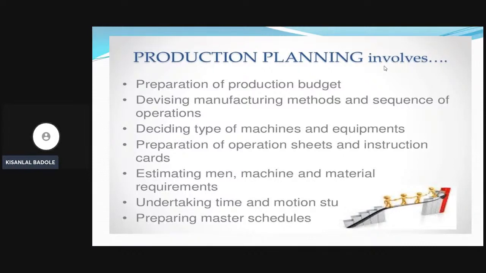Which type of manufacturing are you doing? Definitely that time you require selection criteria: which type of material is required, which type of machine is required, CNC machine, DNC machine, as well as conventional or non-conventional machining. All these parameters depend upon which type of production you are doing. As well as understanding time and motion study, and preparing the material schedule. So these are the plannings we require.